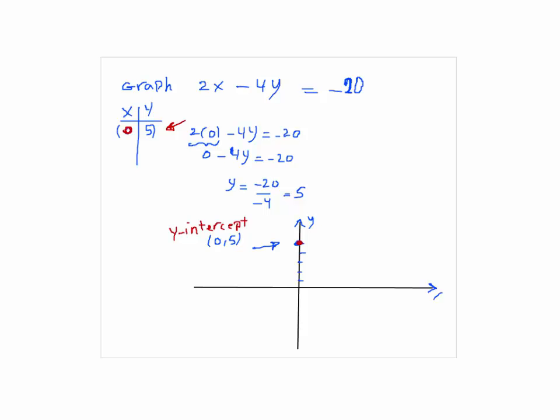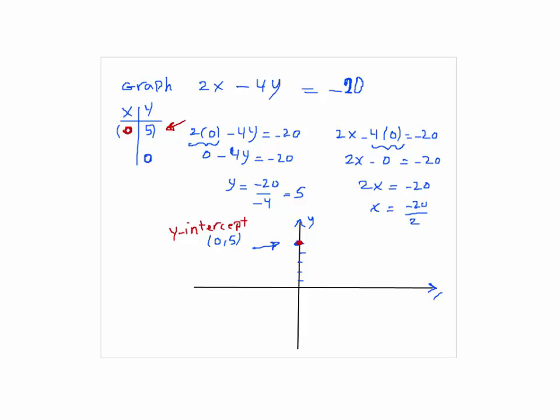Okay? So let's find another point. If y is equal to 0, what is x? Now this time you let y equal to 0. You get 2x minus 0 equal to negative 20. So 2x is equal to negative 20. X is equal to what?